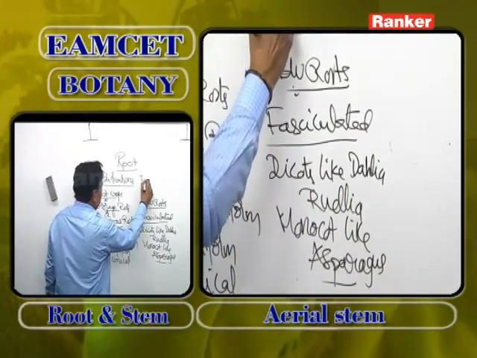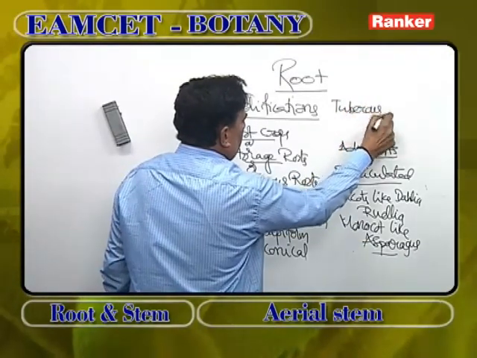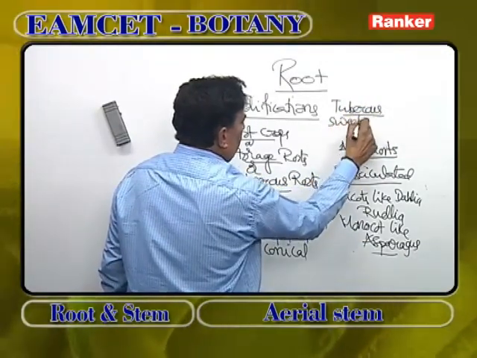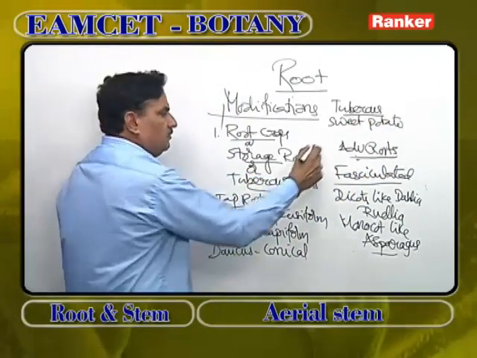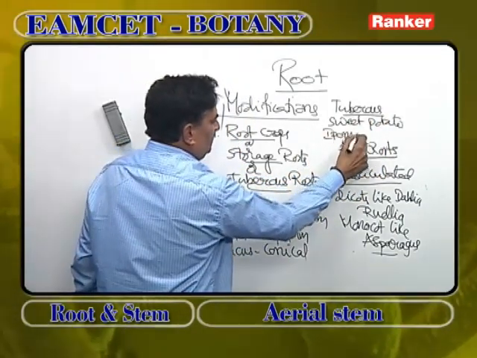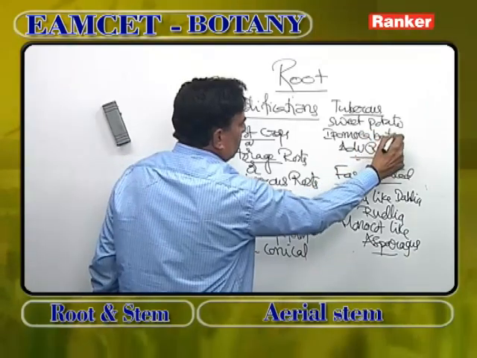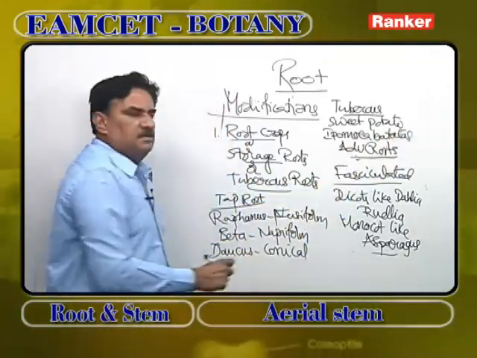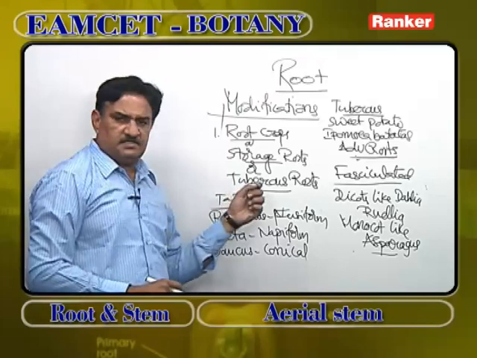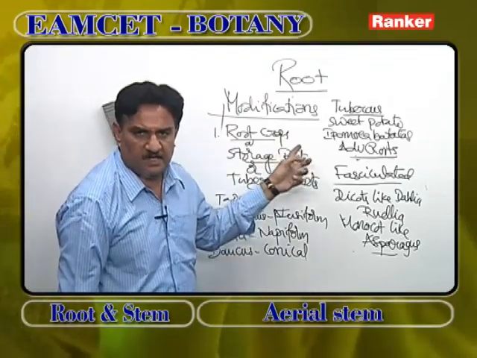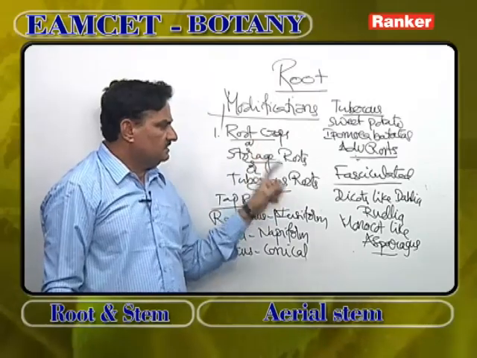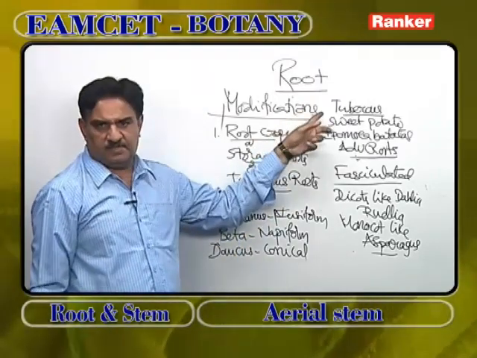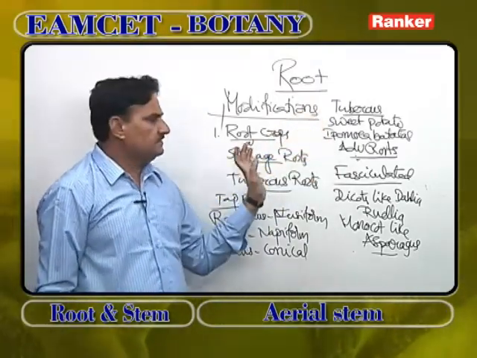Then tuberous roots. In a plant by the name sweet potato, the botanical name is Ipomoea batatas, a single adventitious root stores food material and becomes tuberous. Only one adventitious root will be there. That single adventitious root stores food material and becomes tuberous.